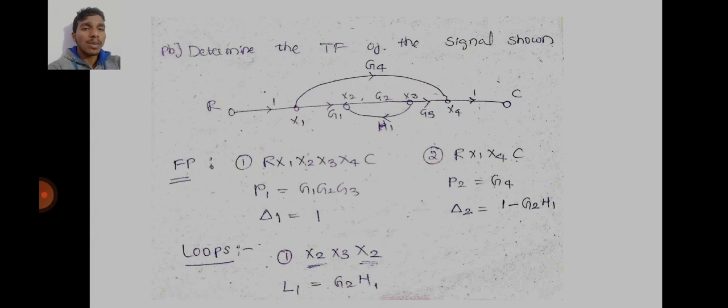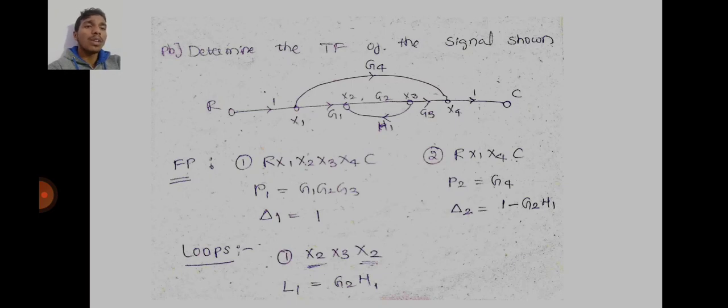So for the first forward path, the gain is 1 into G1 into G2 into G3 into 1, that is P1 is equal to G1 G2 G3, and del 1 is equal to 1. And P2, since it has only x1 to x4, is 1 into G4 into 1, that is P2 is equal to G4. Del 2 is the number of loops forming after removing the particular forward path.